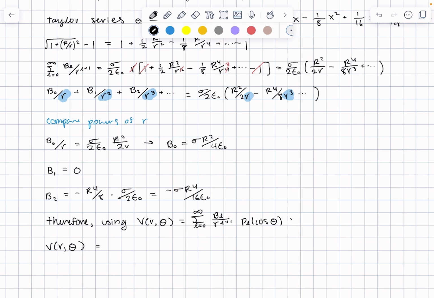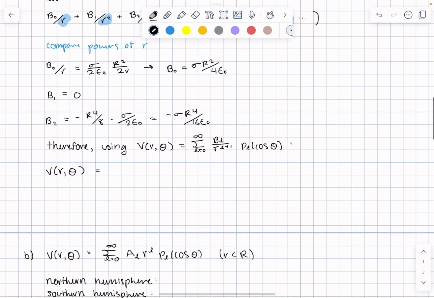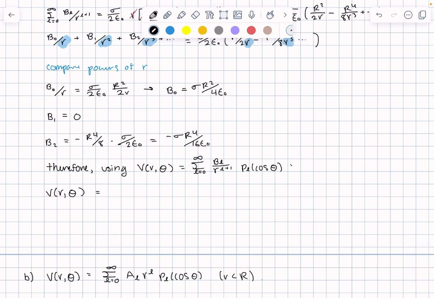Okay, and so now using our equation 3.72, we can say that the potential of r, theta is going to be equal to, we can factor out sigma r squared over 4 epsilon naught times 1 over r, P0 of cos theta, so that's our Legendre polynomial, minus r squared over 4r cubed times P2 of cosine theta, and continuing.